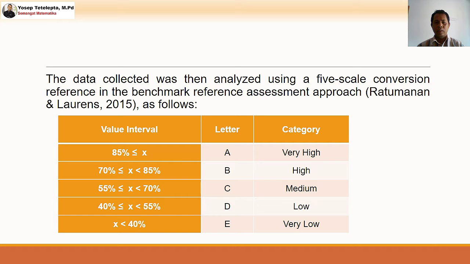85% less than or equal to X, letter A, category very high. 70% less than or equal to X, less than 85%, letter B, category high. Value interval 55% less than or equal to X, less than 70%, letter C, category medium. Value interval 40% less than or equal to X, less than 55%, letter D, category low. X less than 40%, letter E, category very low.